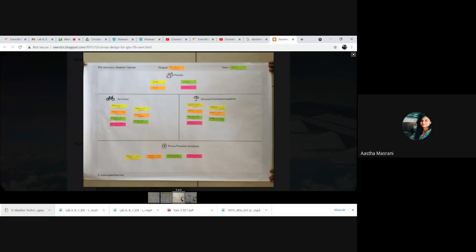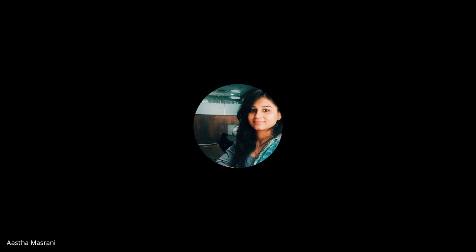Students, this is your ideation canvas. Take a correct print of it. Then this is your product development canvas. Your product development canvas will have this many things in it. And this is your ideation canvas.